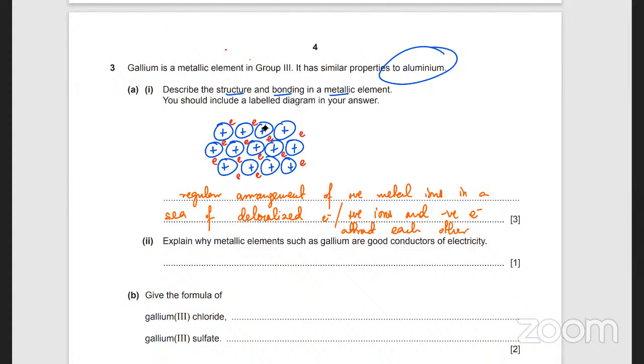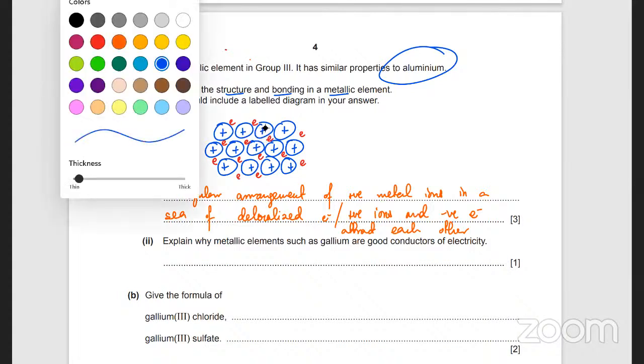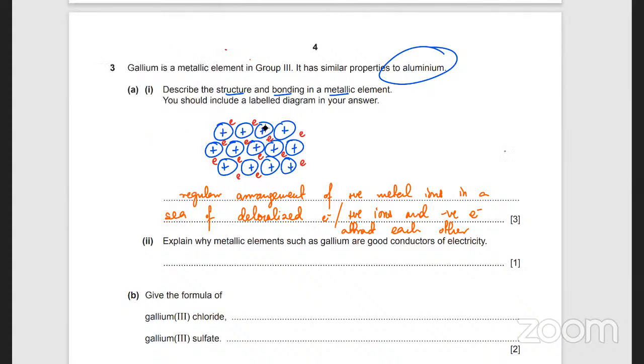Explain why they're good conductors of electricity? Because it has delocalized negative electrons. Yeah, delocalized mobile electrons, or free moving electrons.